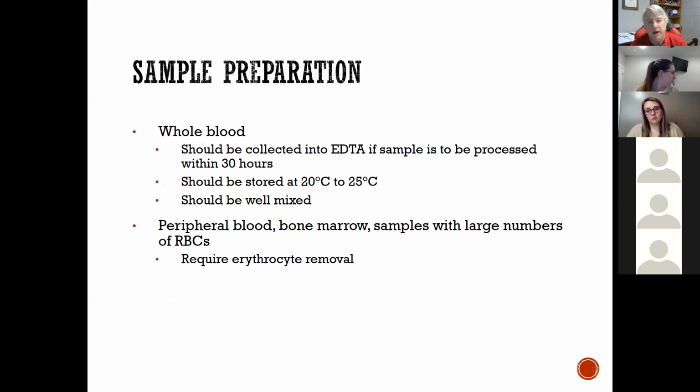I do want to talk about how you would prep. This is more real world: whole blood, EDTA. That is the purple top, lavender top test tube, if you don't know that by now, hopefully. Stored at room temp, 20 to 25, should be mixed well, and then you run it through. Peripheral blood and bone marrow samples with a large number of red blood cells require erythrocyte removal. So how do you remove erythrocytes? You lyse them.